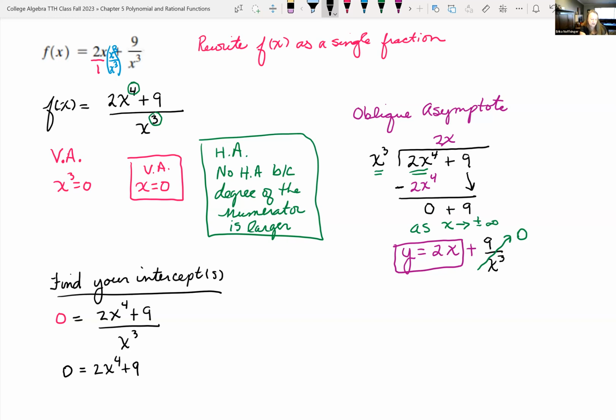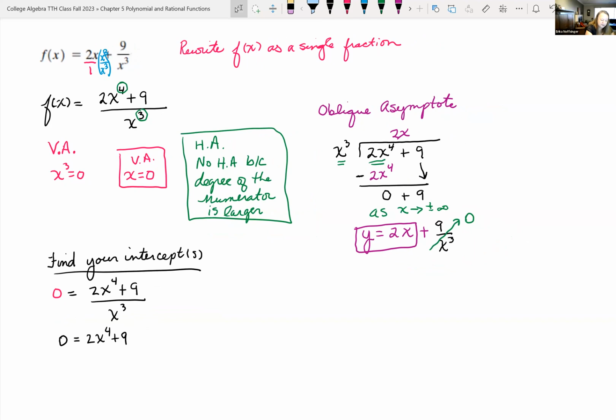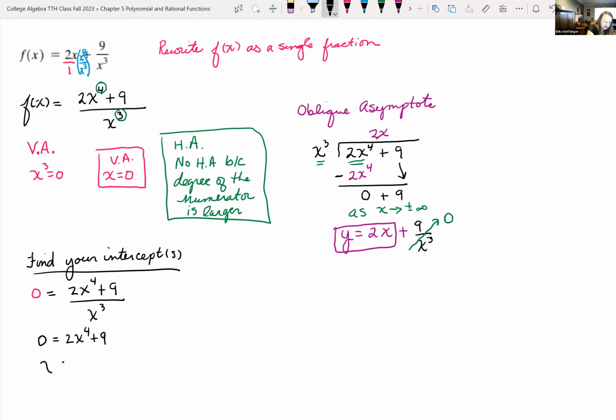The x cubes cancel. I notice here I'm going to get an imaginary number, because if I subtract 9 on both sides and divide by 2, I end up getting x to the 4th is equal to negative 9 divided by 2. Take the 4th root of both sides. I can't have a negative underneath an even powered radical. It's an imaginary number. So I can see that this is not real. So I have no x-intercept.